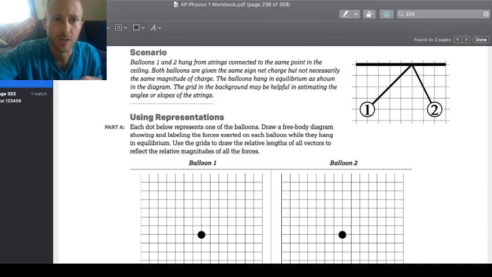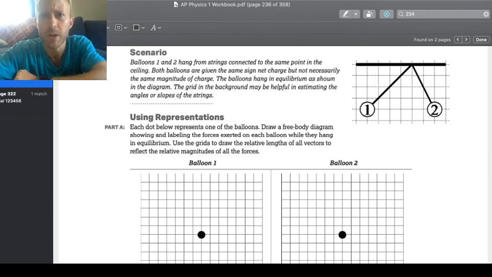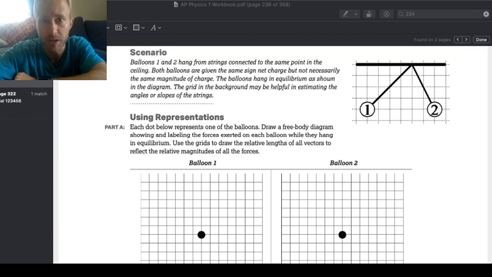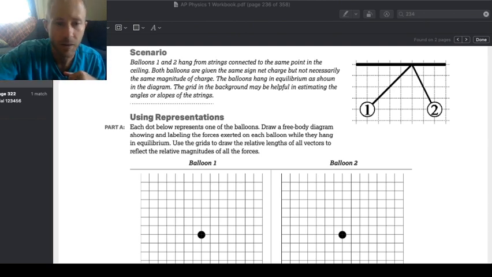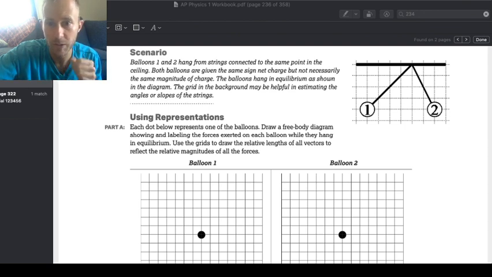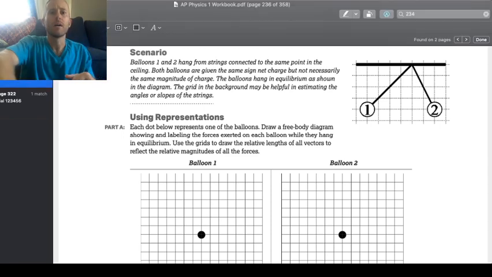By the way, the AP test is 3 weeks from today. So I'm going to be just continuing to do the workbook problems up until the AP exam, which is Thursday, 3 weeks from today, and hopefully you guys will be well prepared.